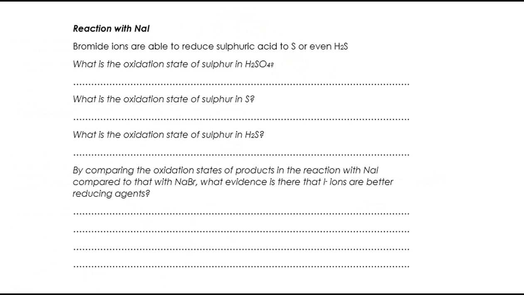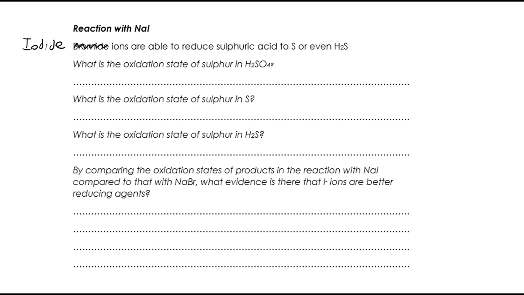Now I've just spotted a typo here. It should say iodide ions. As if by magic it now does say iodide ions, but they are better reducing agents, as we established earlier. They can reduce sulfuric acid all the way to S. They could even take it all the way to H2S. And when you look at that, we're seeing the oxidation state of the sulfur going down from +6 to 0 or even -2. Remember, chloride ions could not reduce it from +6. Bromide ions could only reduce it to +4.